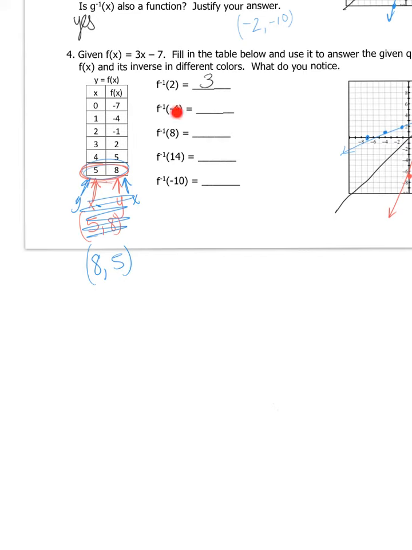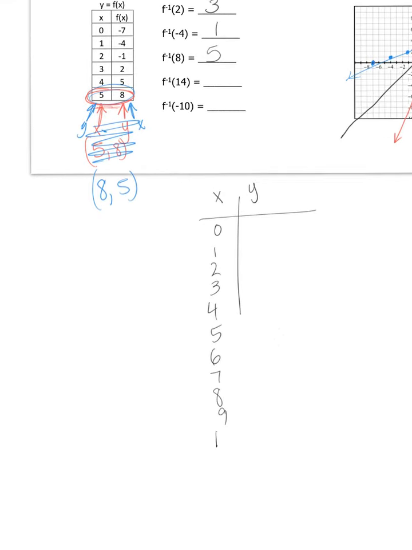If my output was -4, my input must have been 1. If my output was 8, my input must have been 5. Ooh, I don't have 14 on there. If my output was 14, what was my input? I don't have 14 there. I think I could just continue this graph though. If you really think about it, we have our x's and our y's. We have 0, 1, 2, 3, 4, 5. I think you can see the pattern. We're just going by 1, 6, 7, 8, 9, 10, 11, 12. I'm just kind of extending this table.